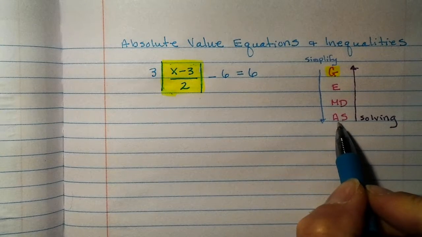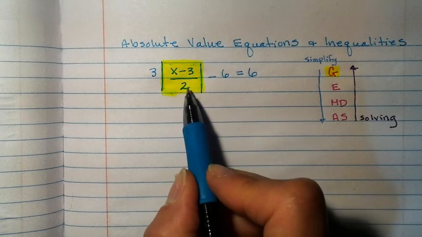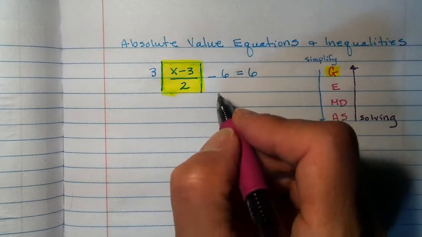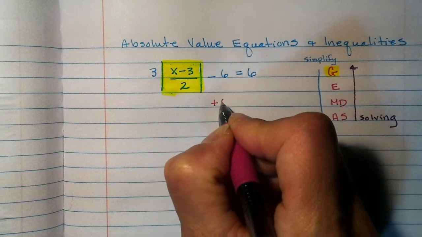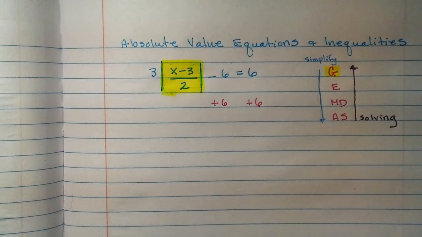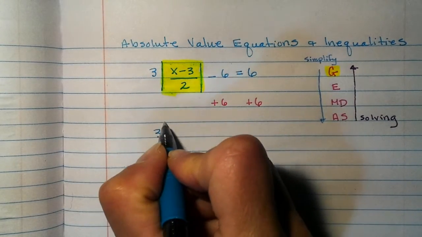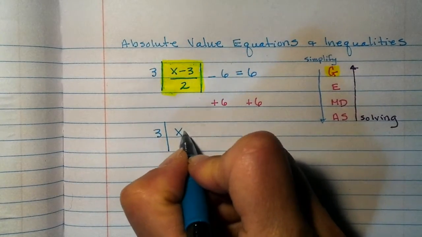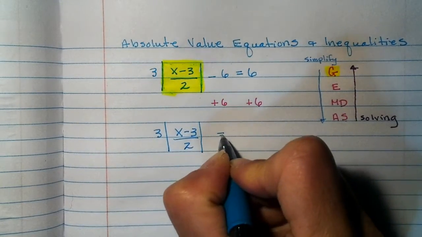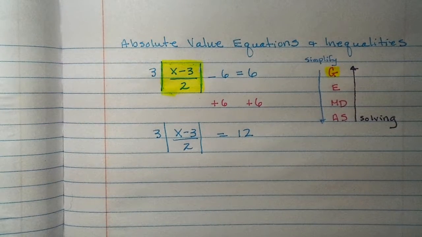We're going to ask ourselves, is anything being added or subtracted to this grouping symbol? The answer is yes. We have this minus 6 here, so we're going to undo the 6. That leaves us with 3 times the absolute value, and I don't care what's inside the absolute value right now. I'm just going to call it absolute value. That gives us 12 on the other side of the equal sign.